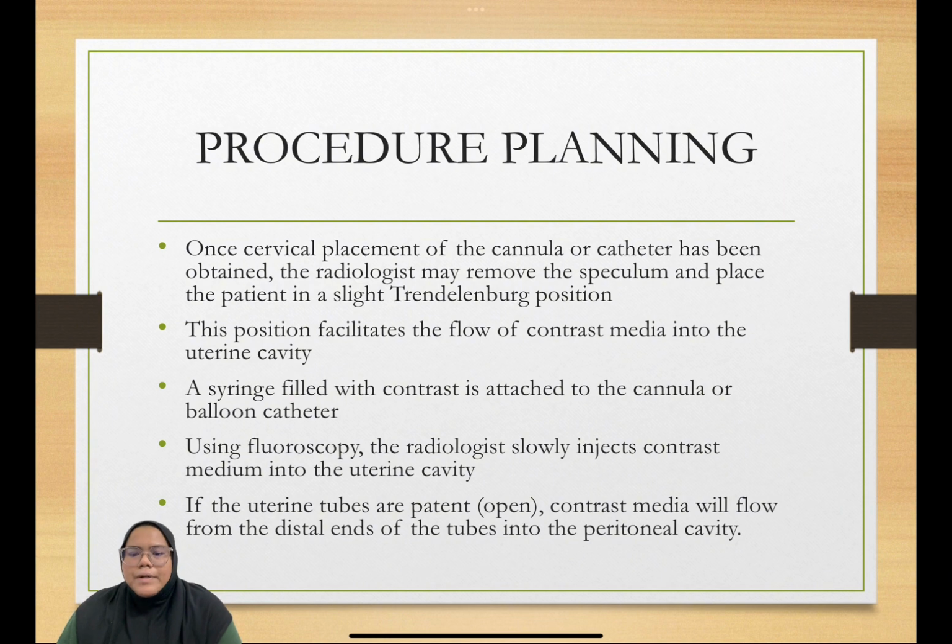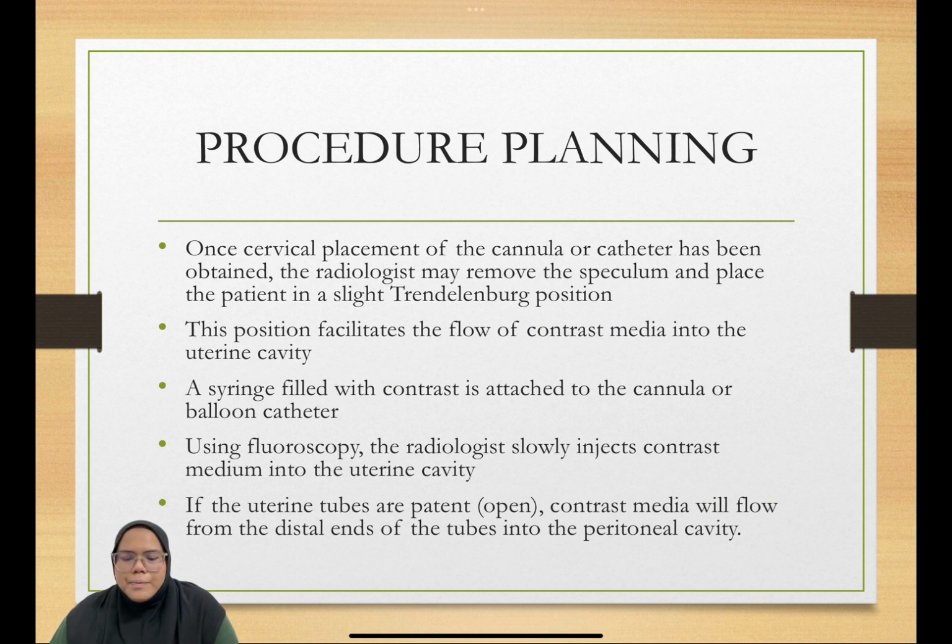Once cervical placement of the cannula or catheter has been obtained, the radiologist may remove the speculum and place the patient in a slight Trendelenburg position. This position facilitates the flow of the contrast media into the uterine cavity. A syringe filled with contrast is attached to the cannula or balloon catheter.